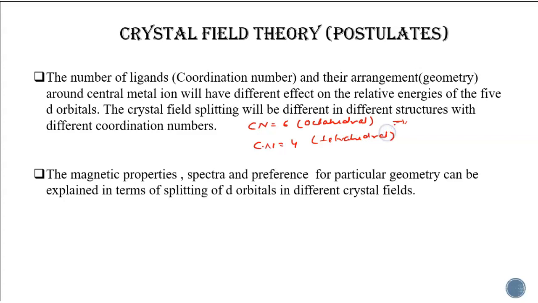This only means that your splitting will vary in these two cases having different coordination numbers. It's not about only these two cases, there are other coordination numbers like 5, 6, 7, 8, but particularly we are going to discuss 6 and 4 only. So in those cases your splitting varies, that is what they are trying to say. So the magnetic properties, spectra, and preference for particular geometry can be explained in terms of splitting of d orbitals in crystal fields, okay. So that is another thing, okay.